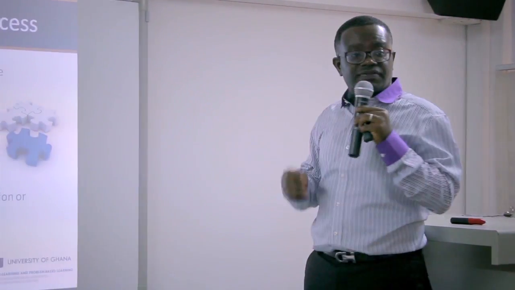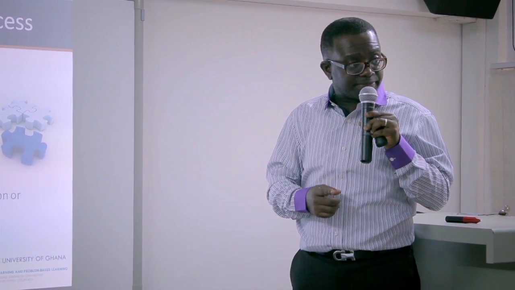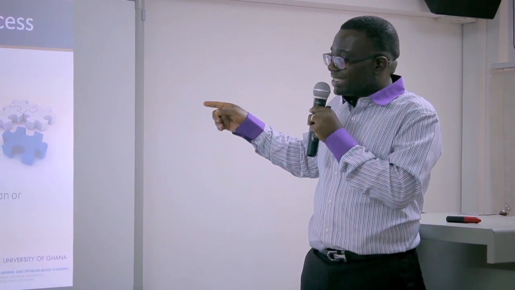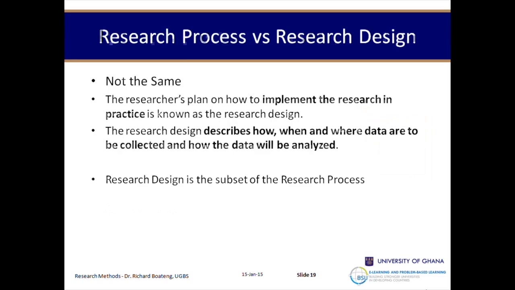Then for the topic that you have selected, you have to determine the right question to ask, because the centrality of every research is the question that is being asked. After you have defined the right question, then you have to ask yourself, can I design a study that can help me find answers to that question? Hence, your methods come in. And after your methods of collecting and analyzing the data, then you interpret it to give us some findings or some understanding that can be used to inform others about the answers to the question that you set out to find answers for. Okay, so there are four key phases.